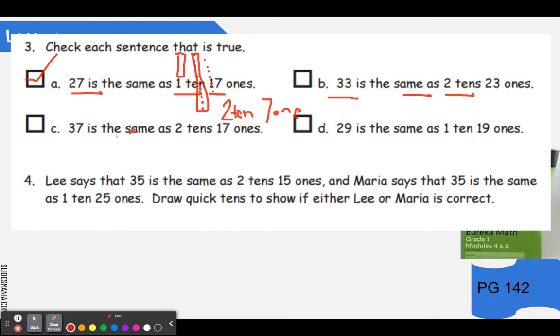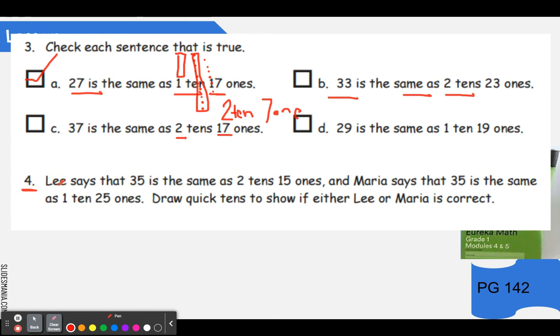Let's look at C. 37 is the same as 2 tens and 17 ones. So is 37 the same as 2 tens and 17 ones? If it is, you'll check it off. And D. 29 is the same as 1 ten and 19 ones. Go ahead and draw a picture. And if it's true, go ahead and check it off. I know I'm going a little fast, so pause the video if you need to complete C and D.